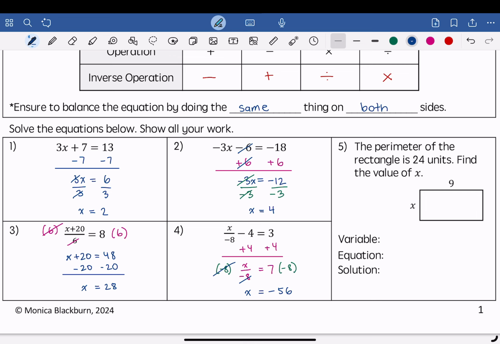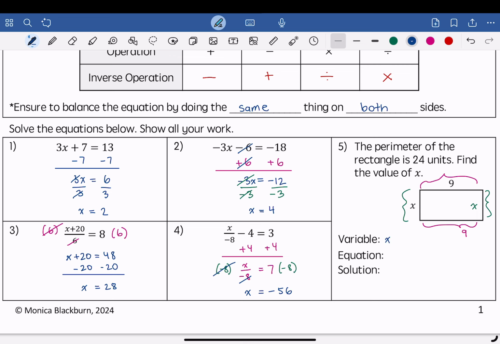Question 5. The perimeter of the rectangle is 24 units. Find the value of x. I'm just going to label the rectangle with a little bit more information. If this is a rectangle, this length is equal to this length. That means that this is 9. And if this is x, then this is x as well. The variable here is x, which is the unknown.